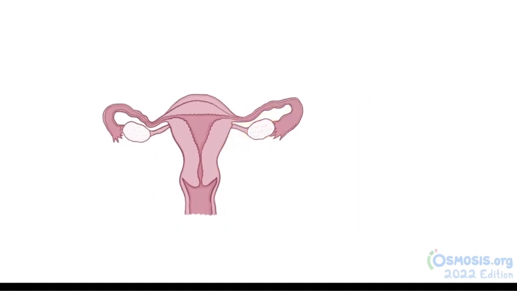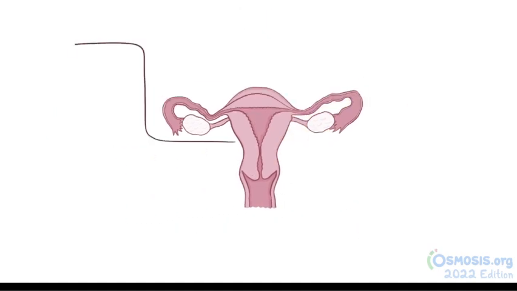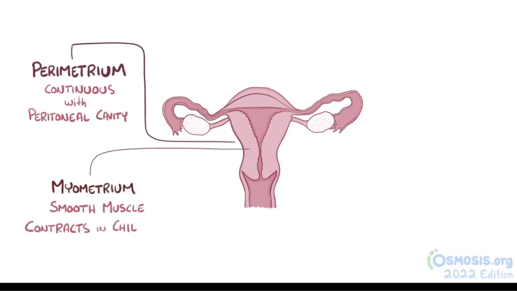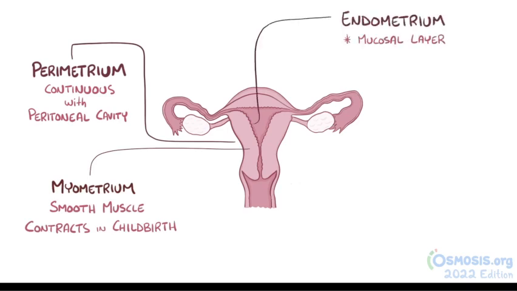The wall of the uterus has 3 layers: the perimetrium, which is a layer continuous with the lining of the peritoneal cavity; the myometrium, which is made of smooth muscle that contracts during childbirth to help push the baby out; and the endometrium, a mucosal layer that undergoes monthly cyclic changes.